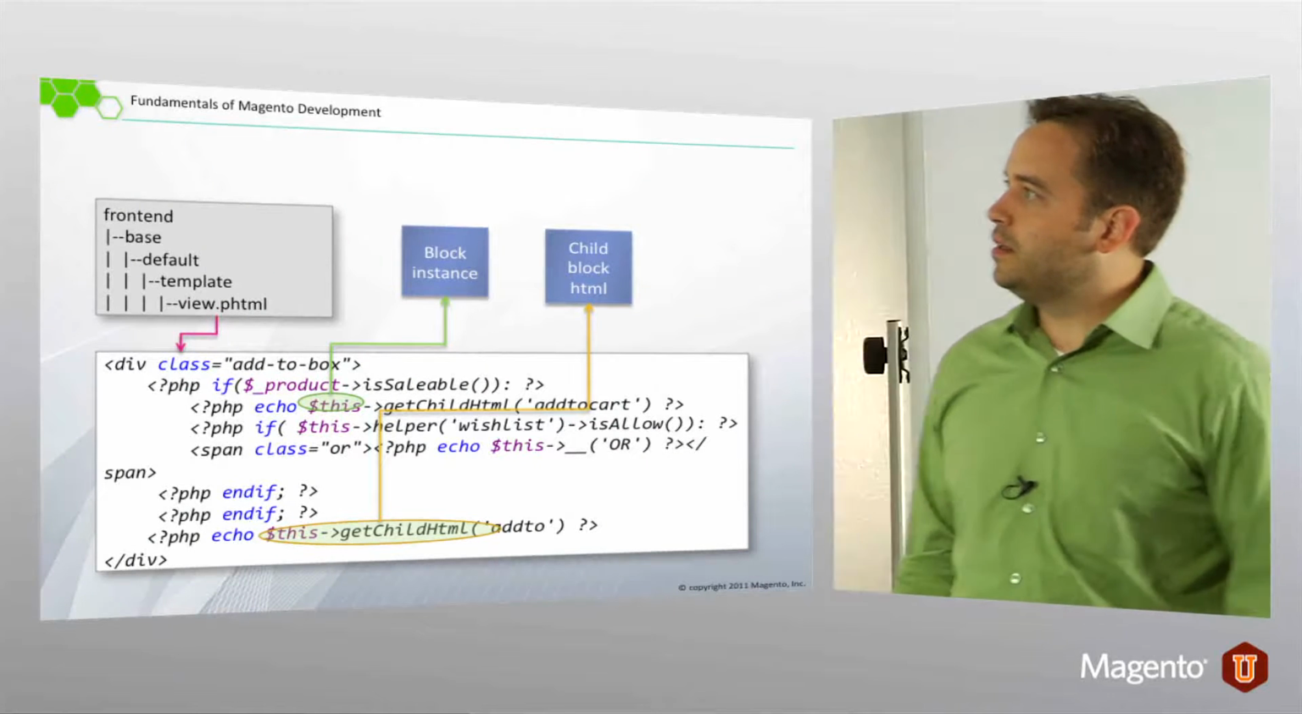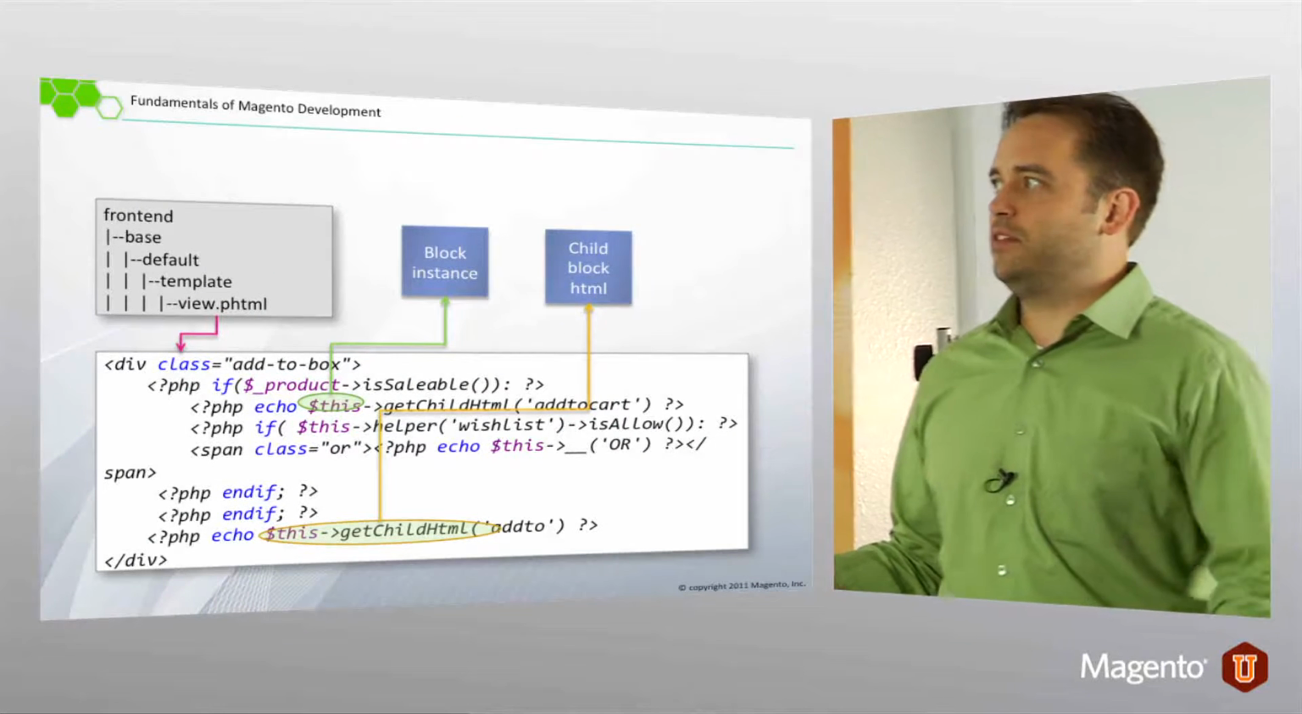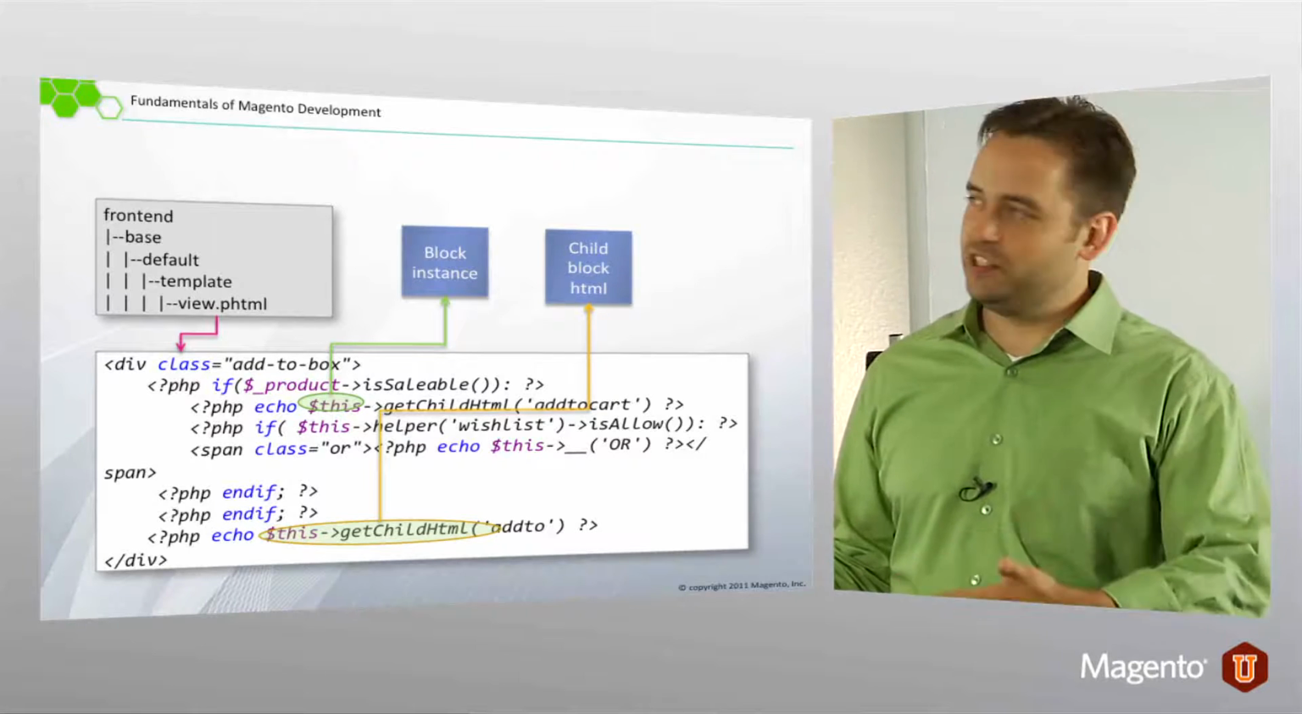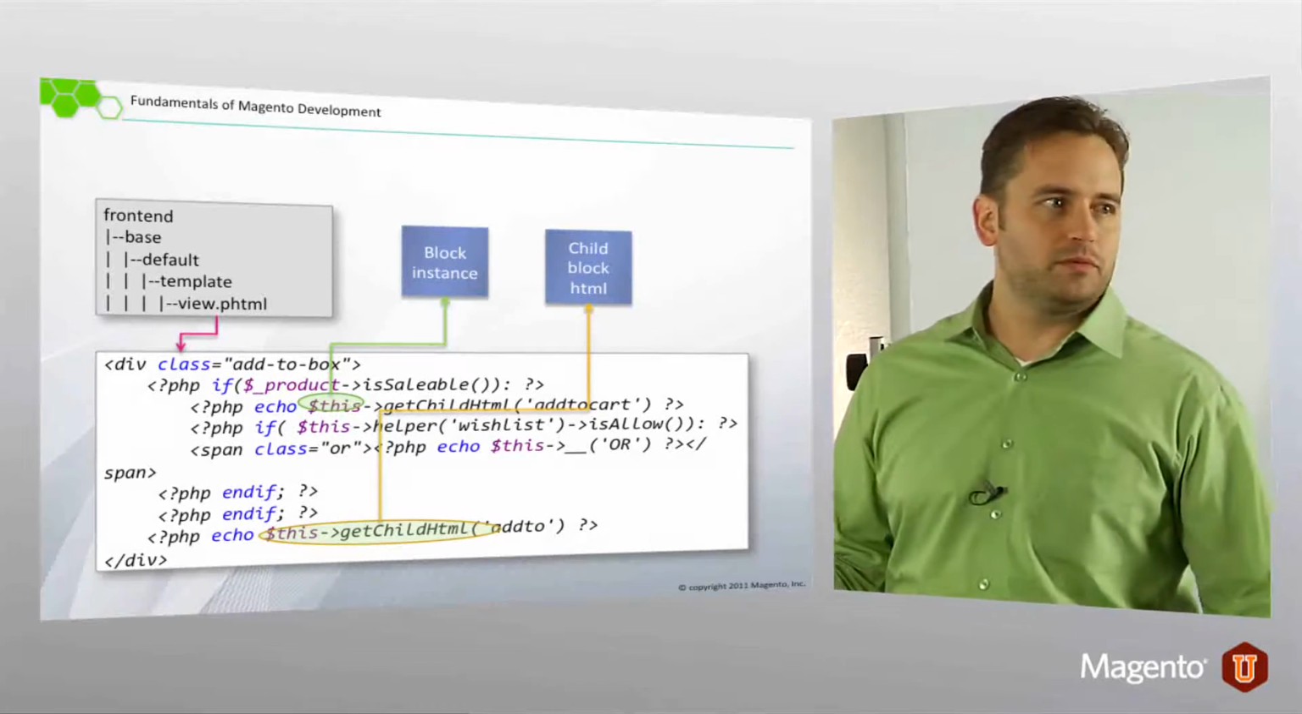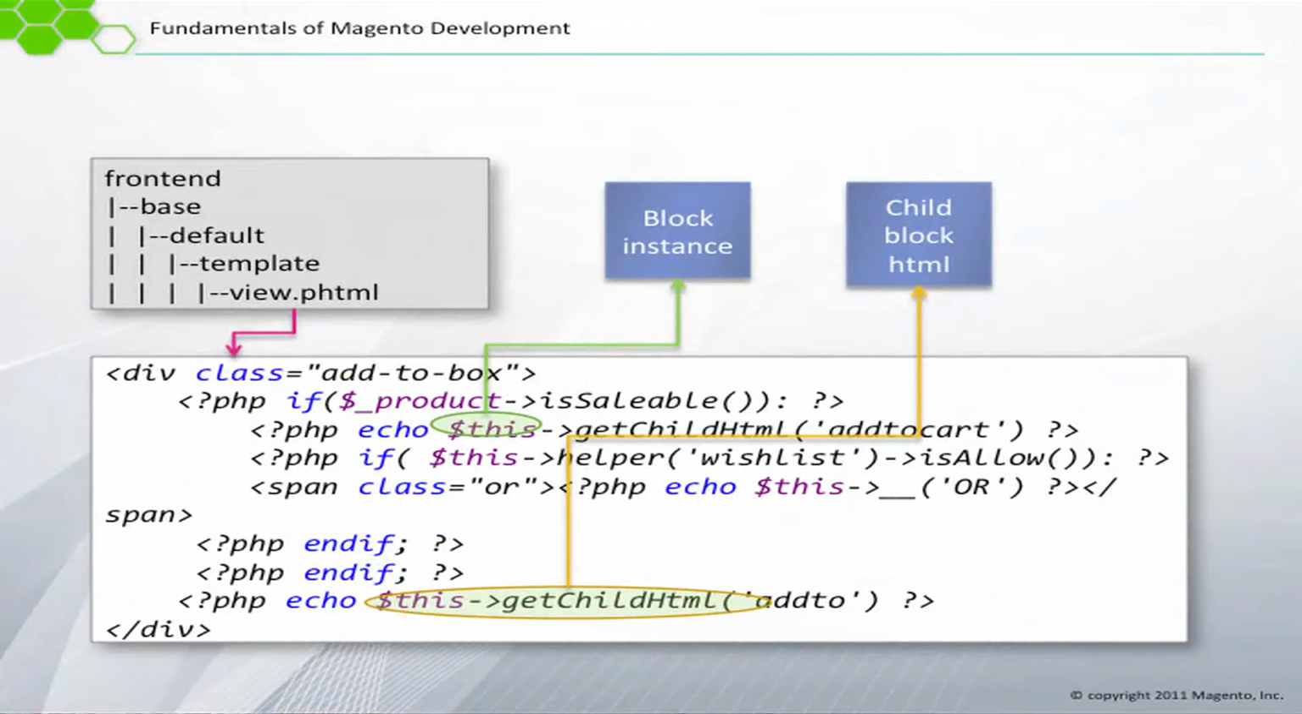So, here's an example of the template file location. This, of course, doesn't exist, base default template view. But you would expect to find some sort of folder to organize these templates, and then in there you would find view. So maybe base default template catalog product view. In fact, I believe that is where this code comes from.